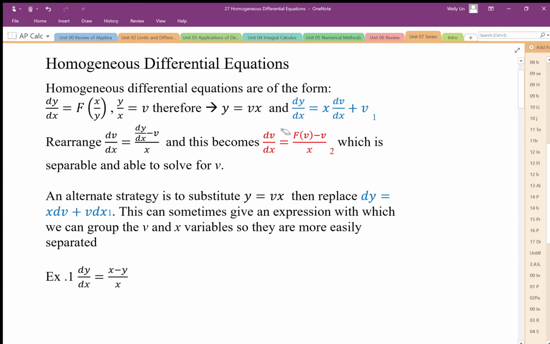Basically this form, if you look at it, we can separate the v's with the v's and the x's with the x's, and we can integrate this in terms of v and x instead of y and x. Okay, so that's the idea. We're just using a substitution to rearrange them to integrate in terms of some other variables. The other way to do this is we can substitute y equals vx, and then we can replace the dy in the expression with this form here when we do the product rule for that. Okay, so it's x dv plus v dx.